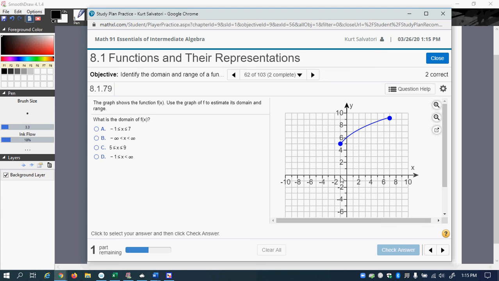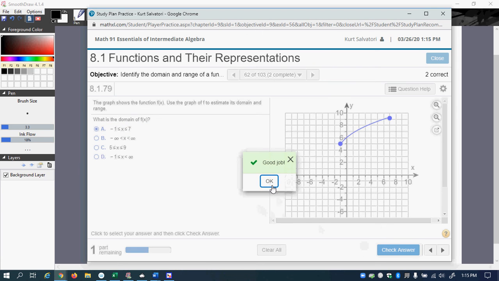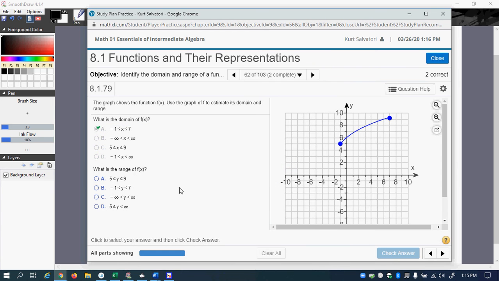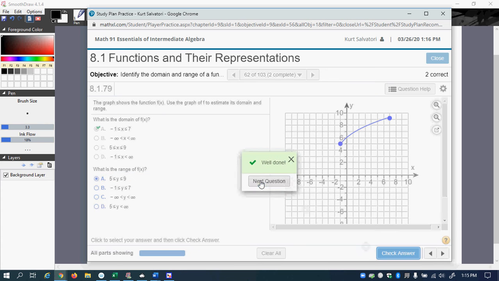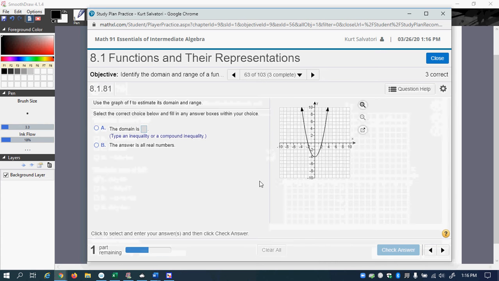My lowest one is -1 for x. So that looks like this one and this one. But then it stops right here at 7. So it has to be A. And the same thing, I'm going to find the range, which is the up and down direction. The lowest is 5, so here's 5, and this one's 5. But it stops at 9, it looks like. So I'm going to pick A for that one. And so this is typically how you do these particular problems.